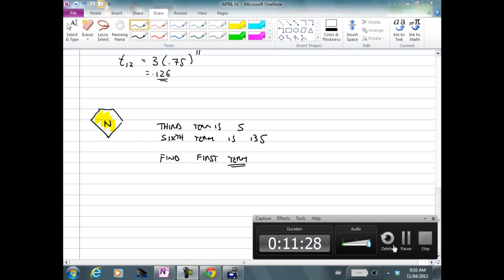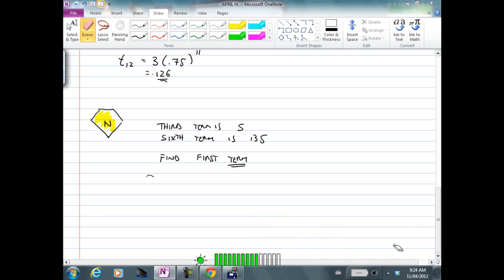I'm going to pause it, and I'll give you hints. I give you hints with a technique you learned yesterday, which was throw some D's on it. I'm going to start with the third term. I'm going to draw a little blank. Now, I know there are 6 terms. Blank, blank, 4, 5, and 6. So my third term is 5, T3. My sixth term is 135.